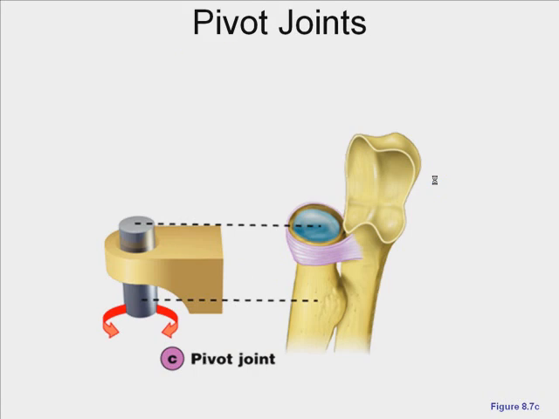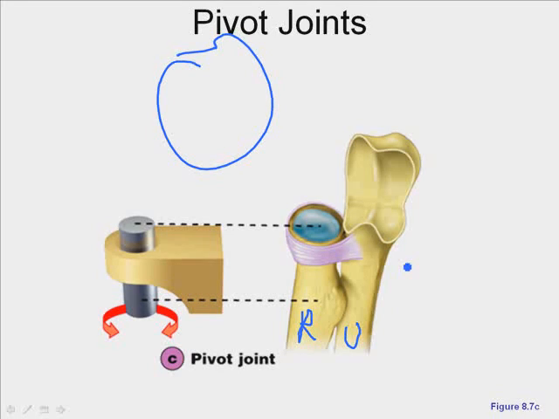What else do we have? We have the pivot joint. If you do dance, 1, 2, 3, pivot, and pivot's kind of a rotation. There are 2 good examples of that. Right here you can see our radioulnar joint, and that's what allows us, if you think about it, to do supination or pronation. They kind of pivot on each other.